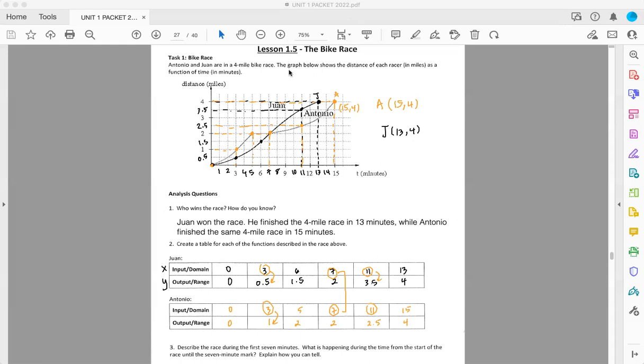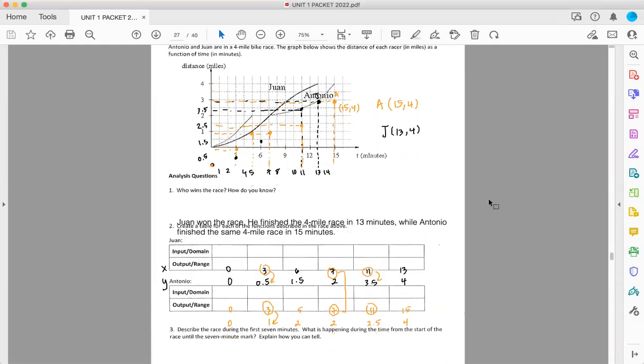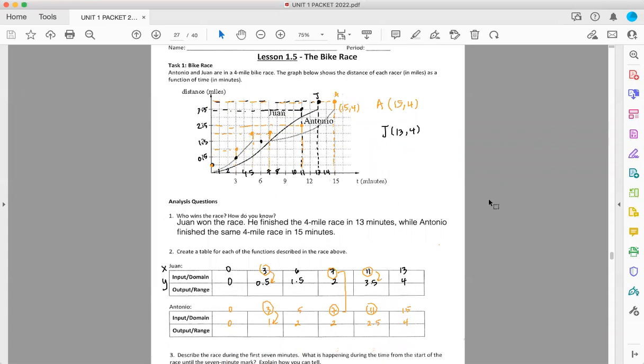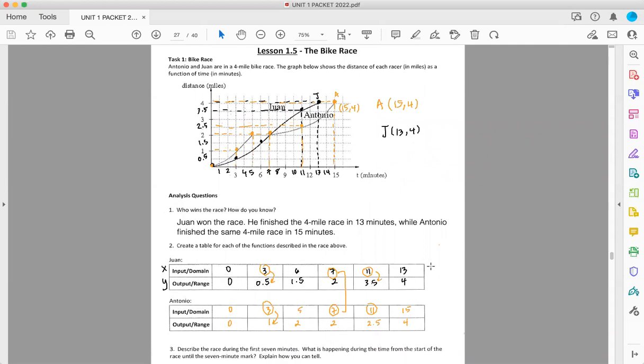Let's move on. Let me see if I can make this a little smaller. I don't want to make it too small. Okay, it doesn't have enough. Yeah, it says describe the race during the first 7 minutes. So let's keep it on this screen because I don't want to mess with the numbers.